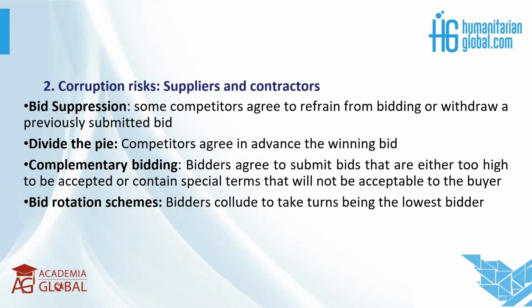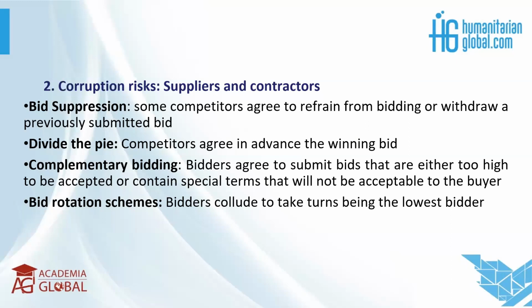In dividing the pie, this is where competitors agree in advance on the winning bid, like the example that I gave about energy. So a few suppliers come together and decide there's no one else supplying this product to this organization. So the United Nations is looking for this service or this product. So what we're going to do is groom one of our suppliers to be ready to win this bid. How they do that is they will quote the other 2 suppliers.